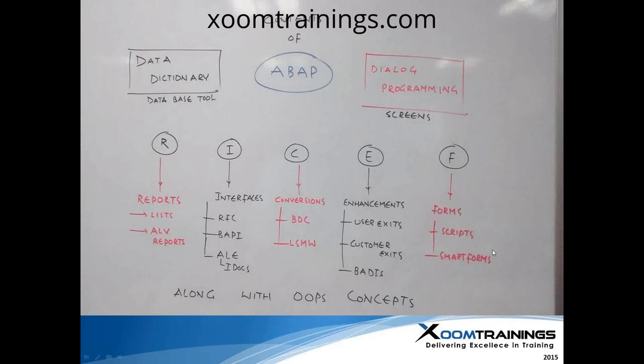Whenever you get a requirement, no one is going to tell you to generate a report or generate a form. With respect to the requirement, being an ABAPer, you need to understand, okay, I need to generate scripts, I need to develop reports, this kind of thing. Okay, next. E. E means enhancements.